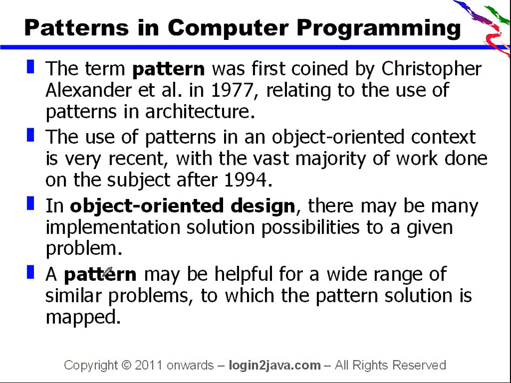In computer programming, the term pattern was first coined by Christopher Alexander in around 1977, relating to the use of pattern in architecture. The use of pattern in object-oriented context is very recent, with a vast majority of work done somewhere around 1994. It actually started then. In object-oriented design, there may be many implementation solution possibilities to a given problem. Before we start discussing object-oriented, I will discuss procedural programming languages like C.